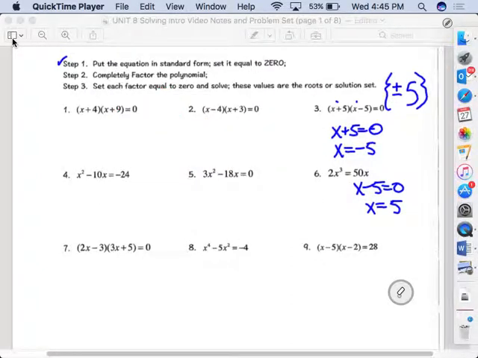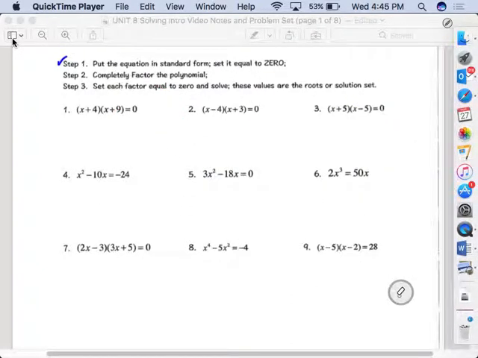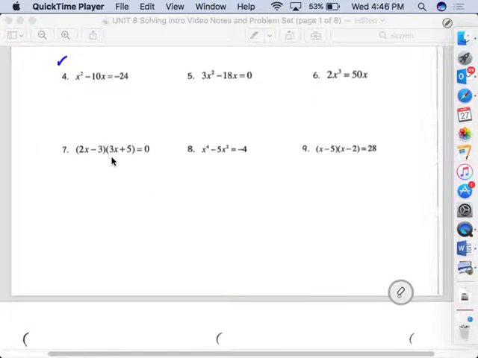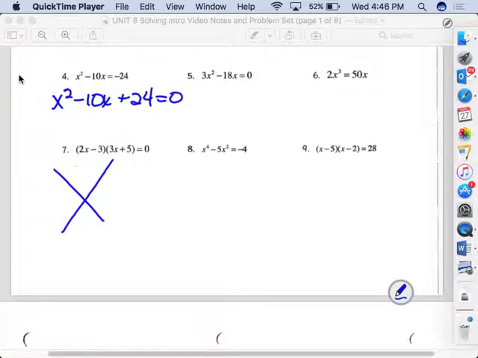Let's move down to the second row where the problems are not pre-factored for you. So a problem like number 4 is going to require that you understand what it means to rearrange it in standard form, and it's going to require that you know how to factor. So number 4, I'm going to add 24 to both sides, setting this equal to 0. It's now time to factor.